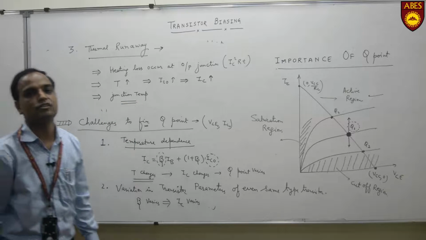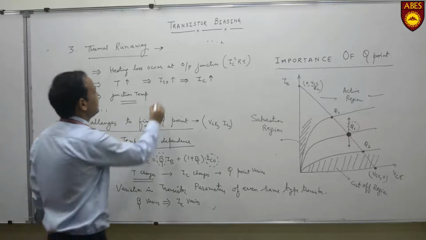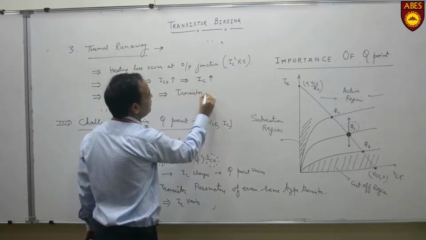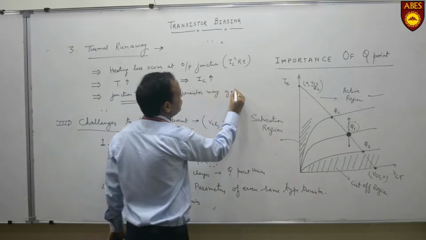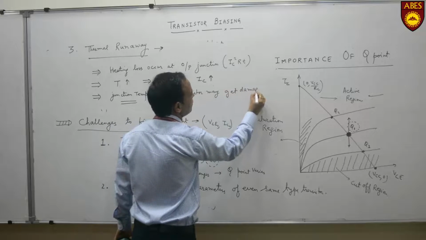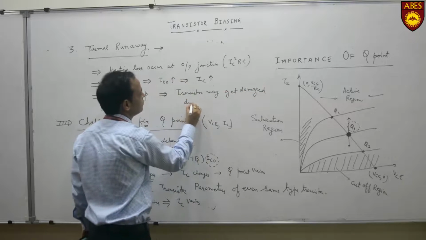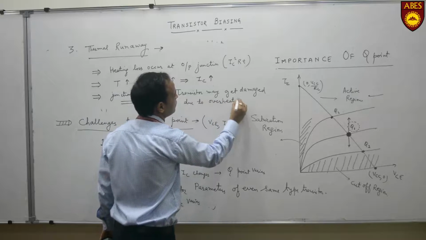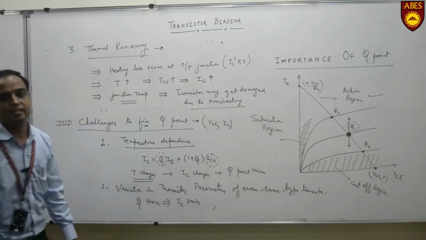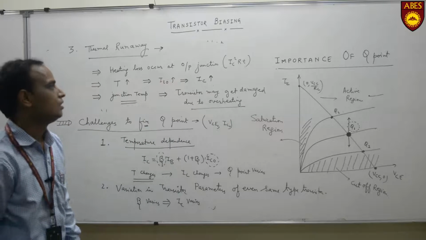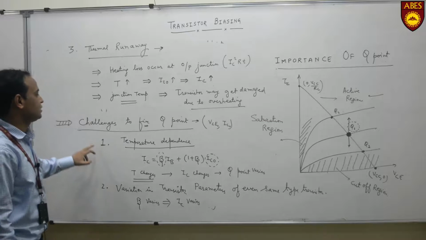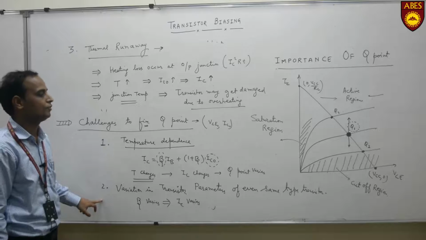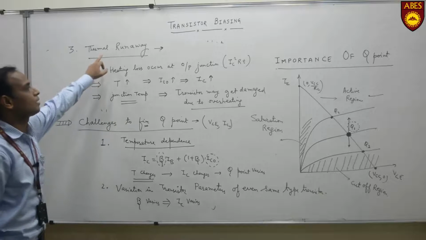If the temperature of the junction keeps on increasing, then a stage is reached that the transistor may get damaged due to overheating. This process is referred to as thermal runaway. So by looking over here, the challenges that we have: one is temperature dependency, second is variation in transistors of even the same type, and third is thermal runaway.